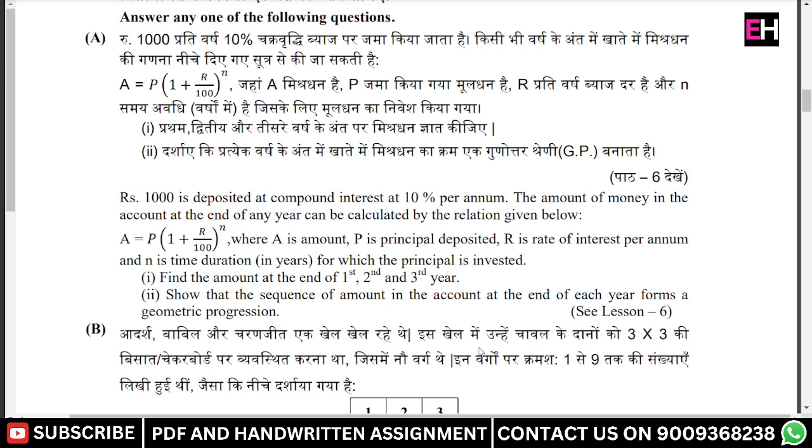So the question number 3A is: rupees 5,000 is deposited at a compound interest at 10% per annum. The amount of money in the account at the end of any year can be calculated by the relation given below, A = P(1 + R/100)^N, where A is the amount, P is the principal, R is the rate of interest, and N is the time duration for which the principal is invested. Find the amount at the end of the first, second, and third year. Show that the sequence of amounts in the account at the end of each year forms a geometric progression.